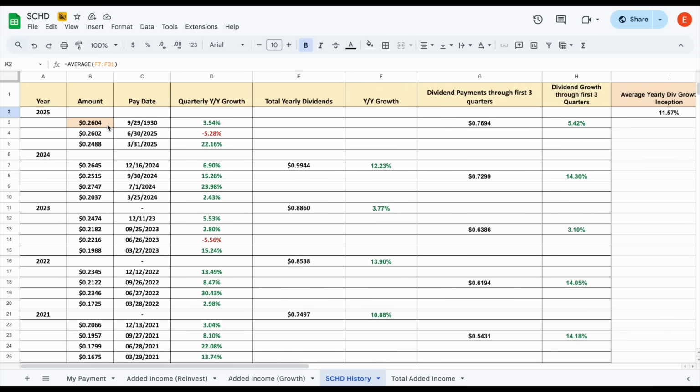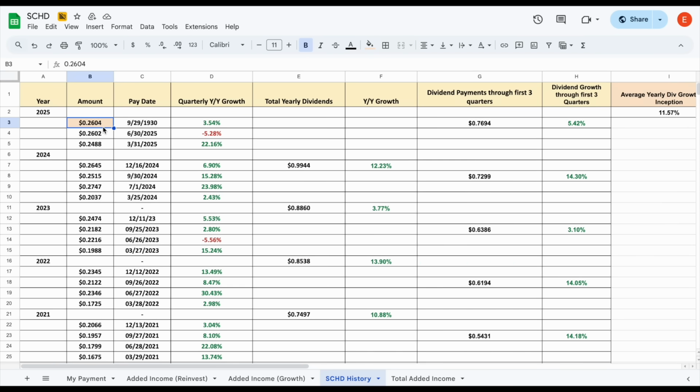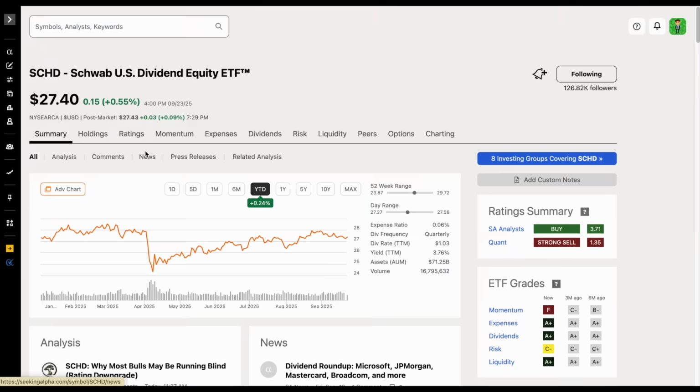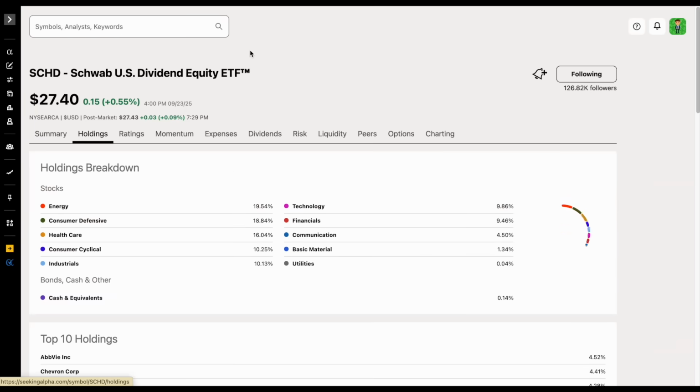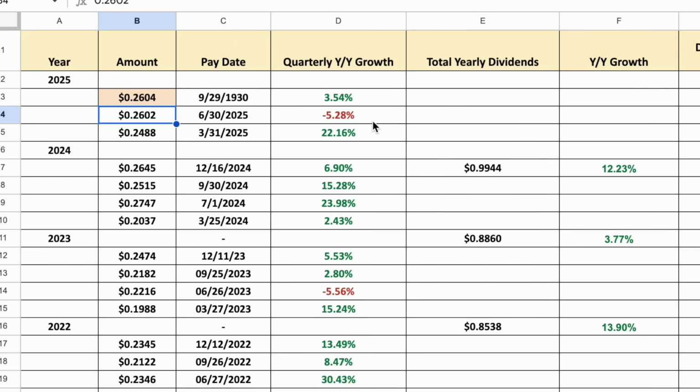Now, if we look at this most recent dividend increase for Q3, we can see if we compare it to the most recent quarter's dividend, it is a little bit of an increase. But when it comes to funds, when it comes to ETFs, comparing it to the most recent dividend payout is not the best way to actually judge the increase of the dividend. And that's because, again, this is a fund. It holds different holdings within its portfolio, and these holdings have different payout dates. So because of this, we want to compare it on a year-over-year basis.